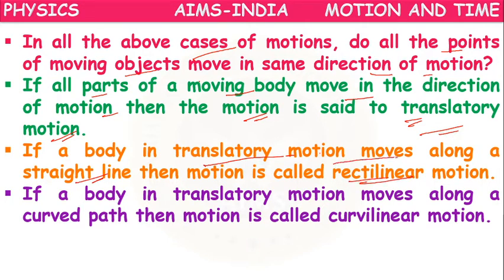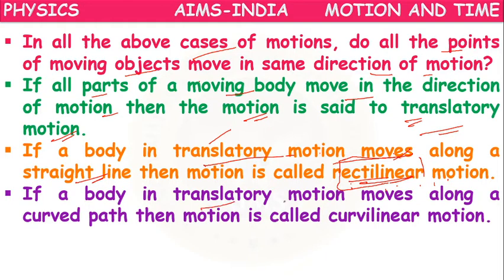Write down this spelling, children. Rectilinear, R-E-C-T-I-L-I-N-E-A-R, means rectilinear motion. So, straight line motion. Straight line motion is called rectilinear motion. It is also one kind of translatory motion.